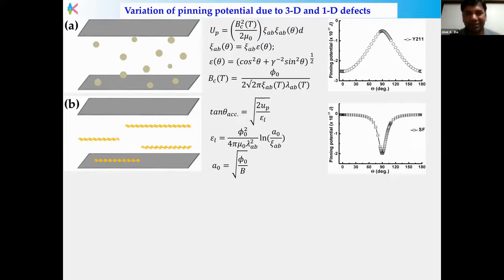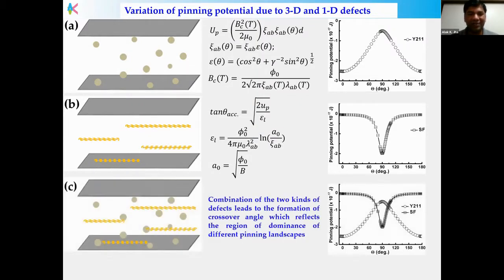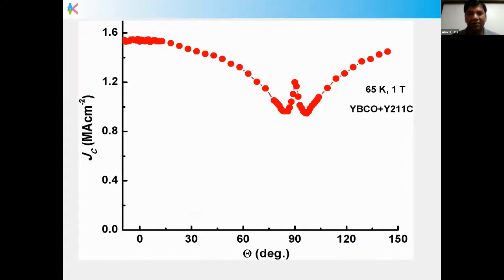So in our system, we have both planar defects like stacking faults, and we also have Y211 nanoparticles. So actually these two pinning centers are combined. So we see some kind of crossover near the AB plane. So then we try to understand how the critical current value changes from C-axis to AB plane.